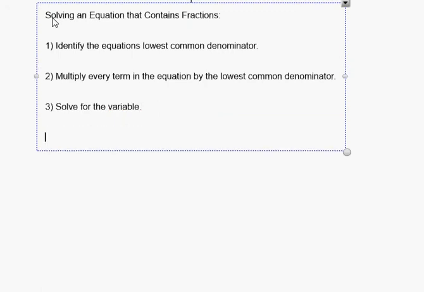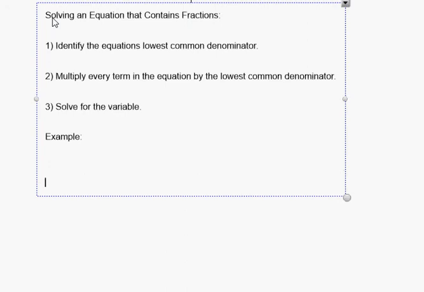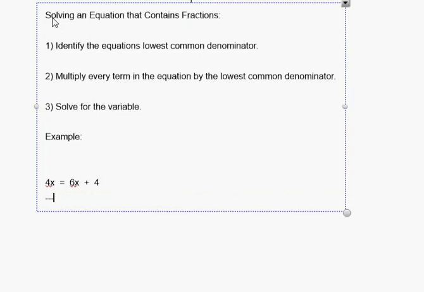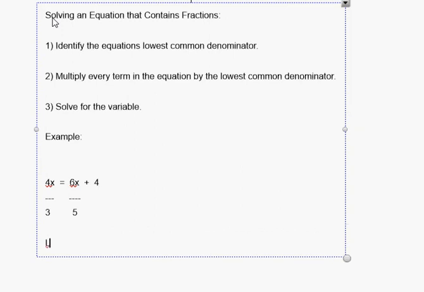So, for example, suppose we had 4x equals 6x plus 4, and the 4x and the 6x both had denominators. The 4x had a denominator of 3, and the 6x had a denominator of 5. So the lowest common denominator would have been 15. So what we're going to do is multiply every term in the equation by 15.